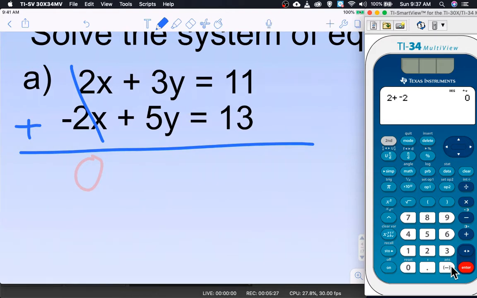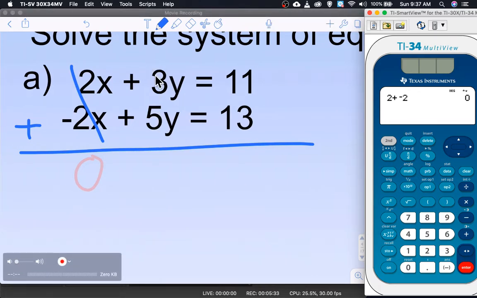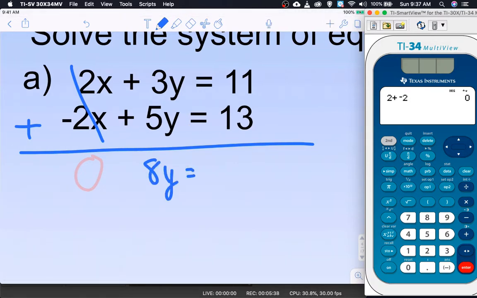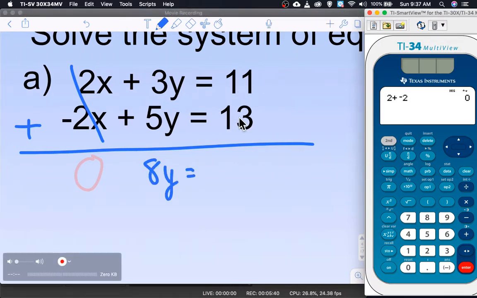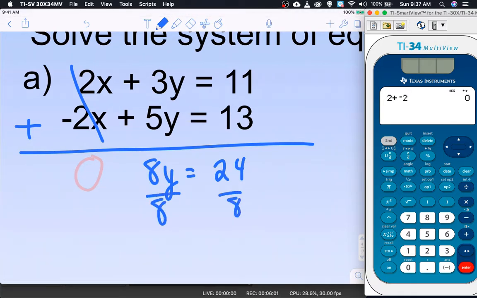Now I'm going to continue adding the rest of these equations. So check this out. When I add a positive 3y and a positive 5y, we get 8y. When I add 11 plus 13, I'm just adding straight up and down. 11 plus 13 is 24. Now check out this new equation I have here. It does not have any x's in it. My x's canceled. I have 8y equals 24. That should be very simple to solve. All we need to do is divide by 8 on both sides, and we get y equals 3.